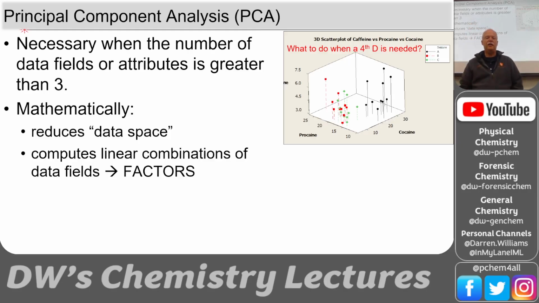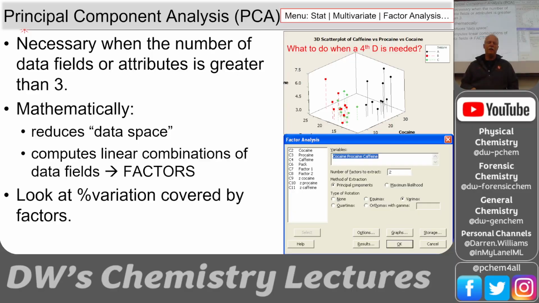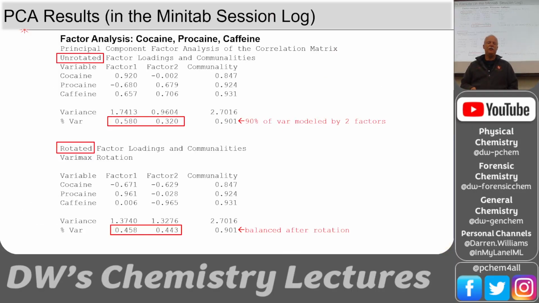Okay. Now, these linear combination data fields are called factors. Okay. And so here's factor analysis, multivariate statistics, and Minitab. And look at the percent variation covered by the factors. And so this is what you get when I said you have that equation, x equals some linear combination of the variables and y equals some combination. These are your combinations that you get.